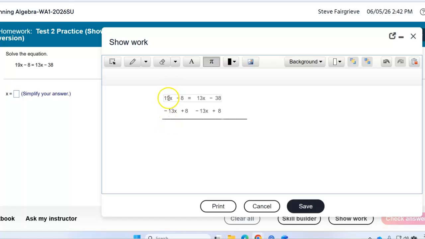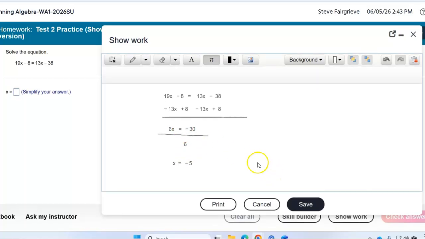And then I'm going to come down here. 19 minus 13 is going to be 6x. The 8's go away. 13x's go away. Minus 38 plus 8 is going to be minus 30. All right, and then I know I need to divide everything by 6. All right, so I do that. 6x divided by 6 is just x. Minus 30 divided by 6 is minus 5. And so there's my work written out there.